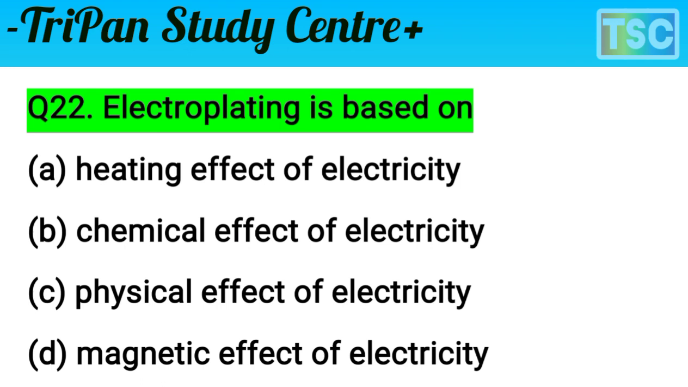No way. Heating effect is not a use of electroplating here. Magnetic effect is not used in electroplating here. And the physical effect of electricity, nothing here. It means electroplating uses only the chemical effect of electricity. Electroplating is based on the principle of the chemical effect of electricity. So option B is correct. Option B, chemical effect of electricity. That's an important answer here. And let's see the next question.